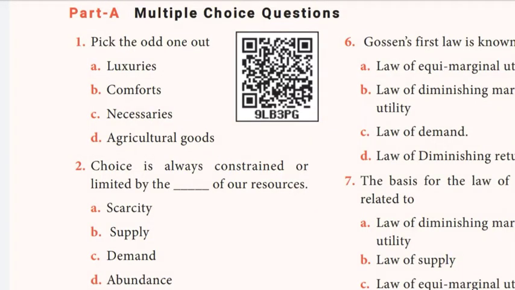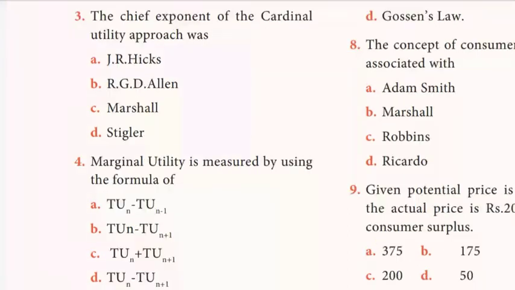Question number 1. Pick the odd one out. Agricultural goods. Question number 2. Choice is always constrained or limited by the scarcity of our resources. Question number 3. The chief exponent of the cardinal utility approach was Marshall. Question number 4. Marginal utility is measured by using the formula TUn minus TUn-1, or total utility for n commodity minus total utility for n minus 1 commodity.